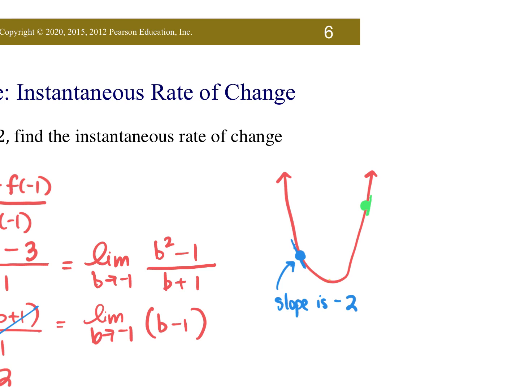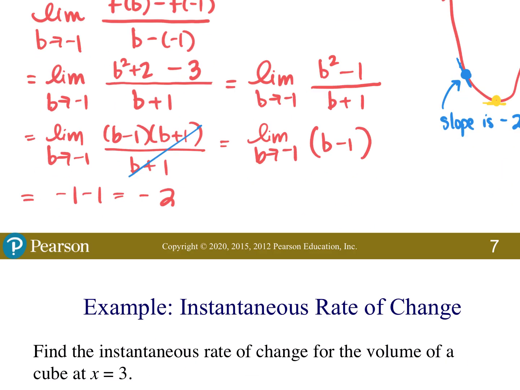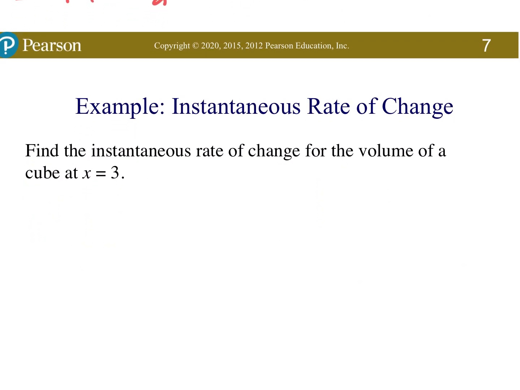Okay, what if I'd put the point right here? What would you expect the slope to be? I would expect the slope to be 0 because the tangent is completely horizontal. But there will never be another point with a slope of -2. You found the one. Okay, let's do another one.